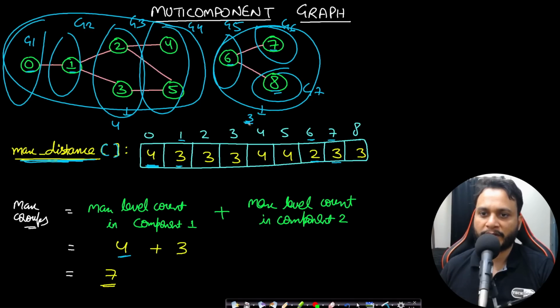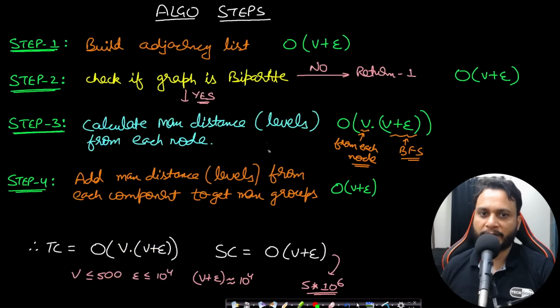and all my conditions will be followed. So I have a total of 7 groups, which is found by the count of maximum levels in component number 1 plus the count of maximum levels in component number 2. So it does not matter how many components you have, you just take the maximum level count and add it for each component. For component 1 max level count was 4, for component 2 max level count was 3. So add them and you get 7 groups as the answer. So this is how you solve for a multi-component graph.